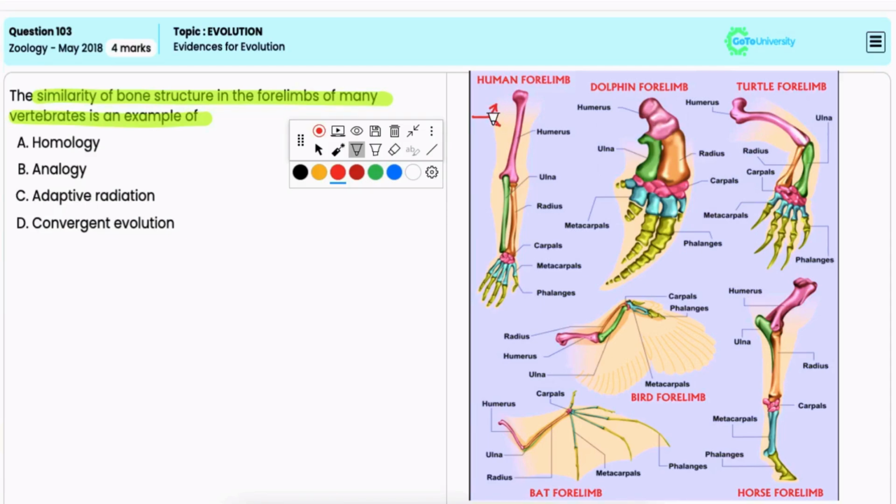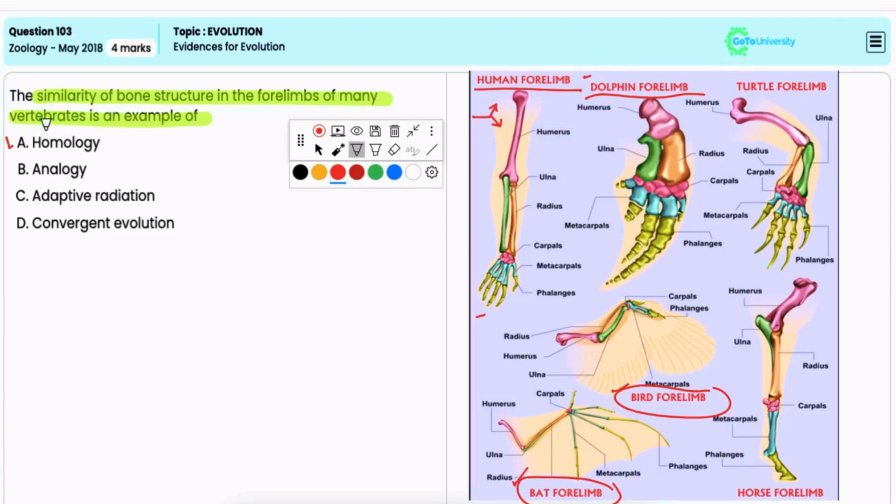in different species. Like the forelimb of vertebrates such as humans, bats, whales are homologous structures, but they perform different functions. That is, say grasping in case of human being, then flying for bats and swimming in case of whales. Thus, this is the correct option.